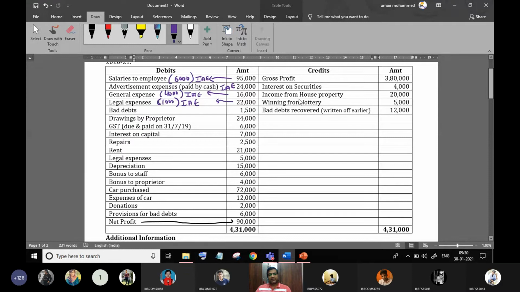Next, bad debts. Bad debts is a business loss. Customer who has failed to pay, the customer from whom the business is unable to recover the dues, is a loss for the business. So therefore, it's a business loss, very much related to business. So need not do any kind of adjustment or need not account for this transaction because it is already accounted in the profit and loss account, right?